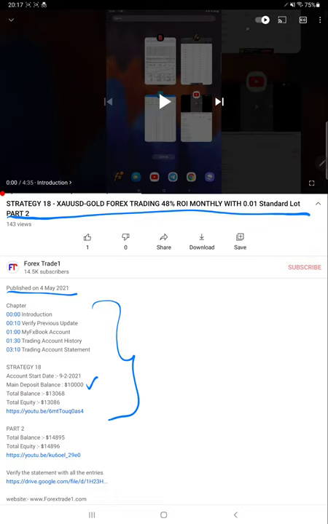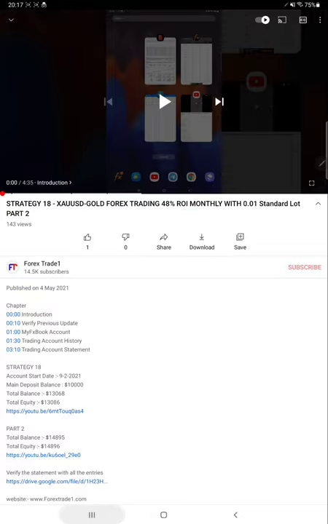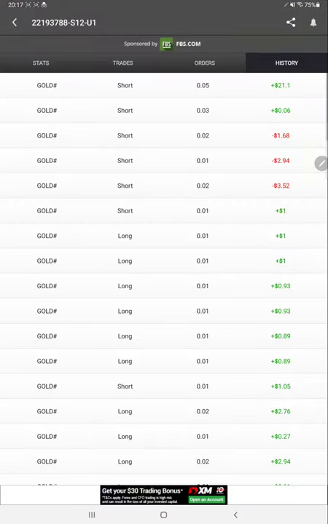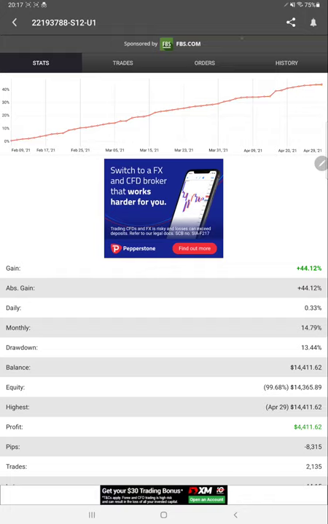18. We'll start from MyFxBook, and here is the MyFxBook update. It will show the current gain for the account, absolute gain, daily percentage of return, monthly return, how much is the balance, the equity, highest profit, pips, and the number of trades. Each and every detail is available in MyFxBook.